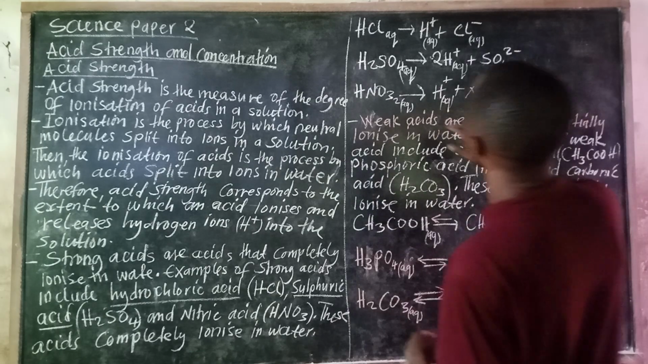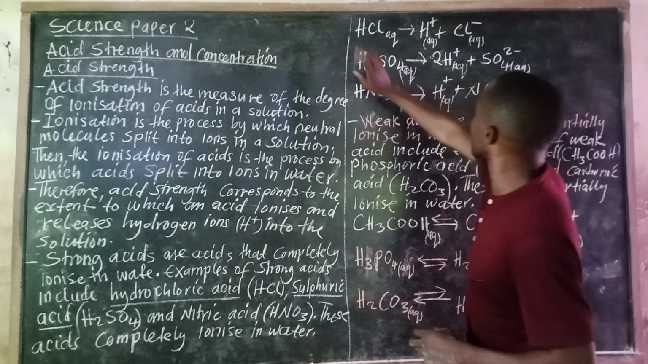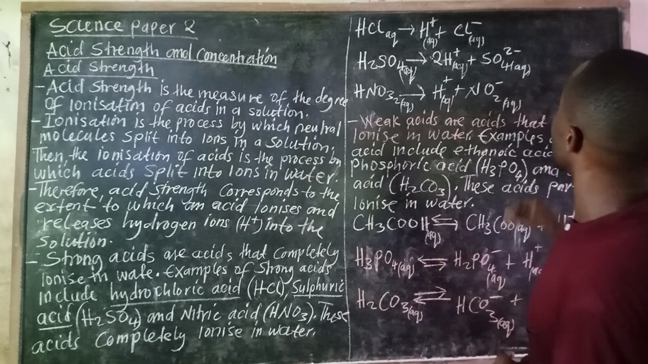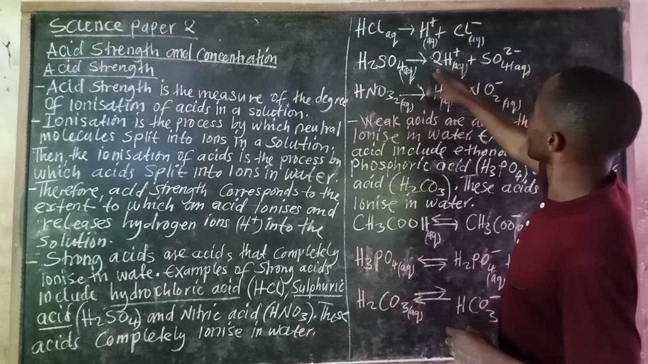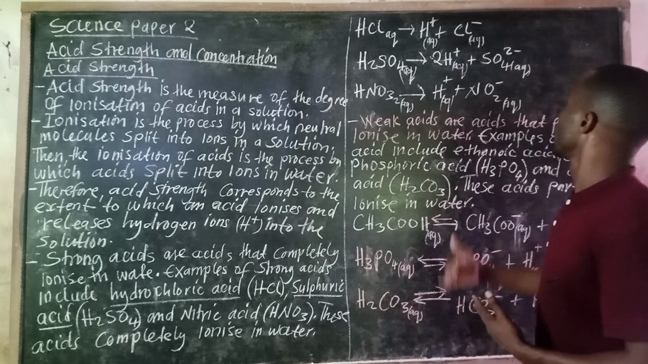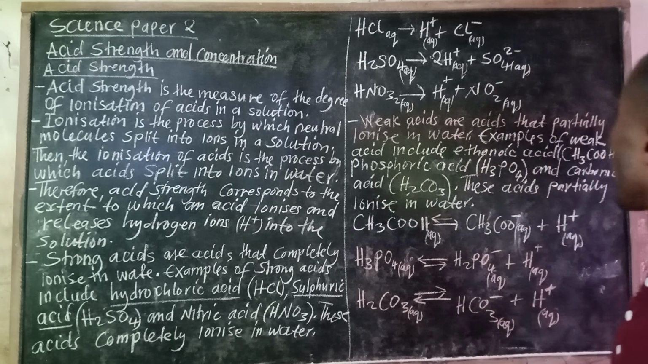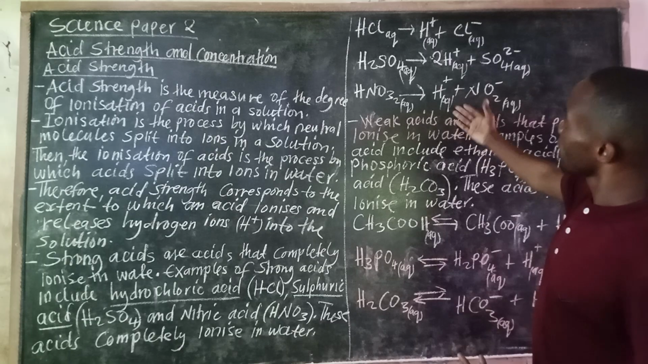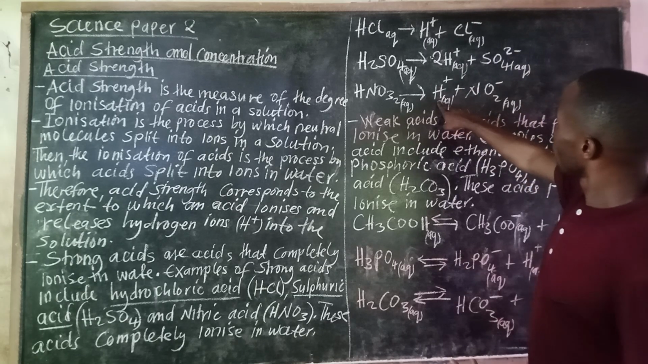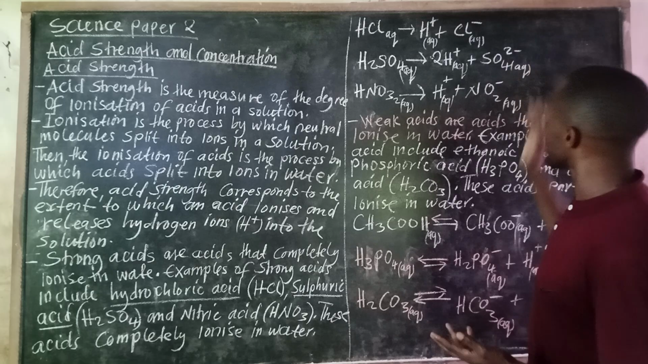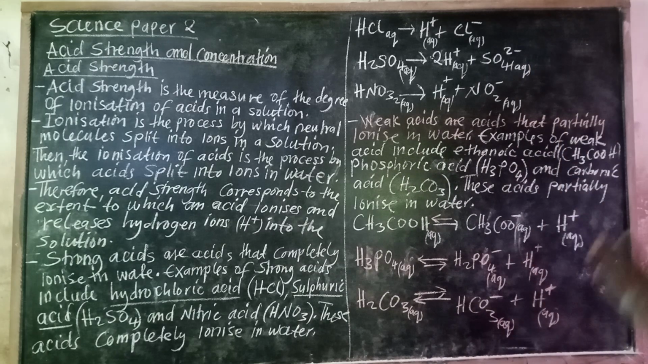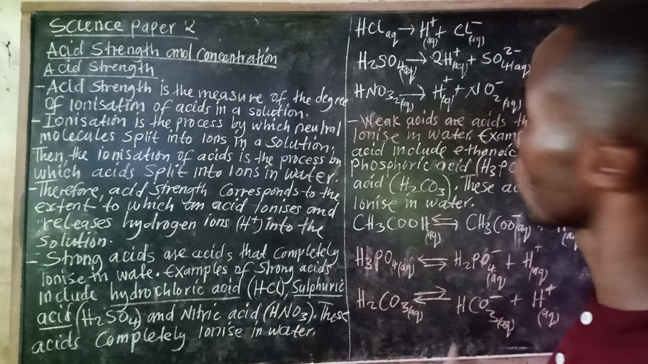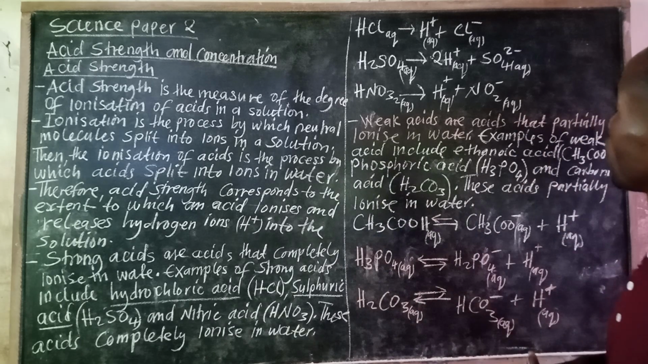Then the other one is sulfuric acid. This one also will be completely split into ions. The first one is the hydrogen ion, the other one is the sulfate ion. Okay. Then we go to nitric acid. Nitric acid also is completely separated, or ionized, into the hydrogen ion and the nitrate ion. Okay, so that is the chemical equation. That is how they are being ionized. So it has been shown in the form of chemical equations.